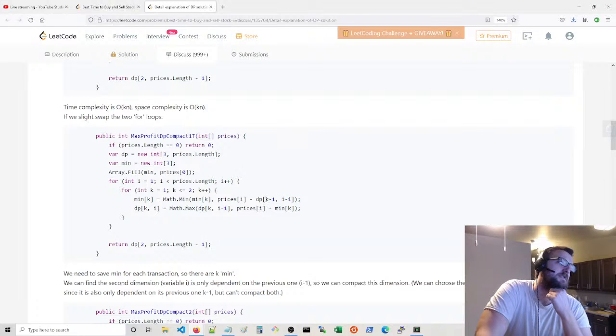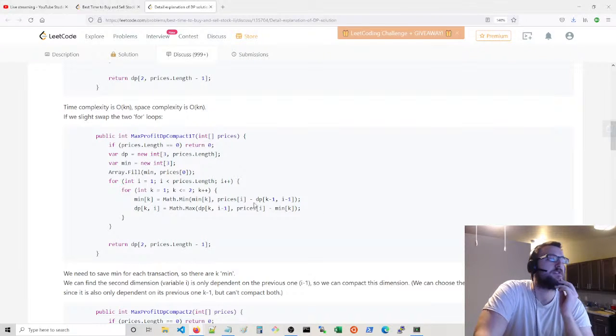K minus 1, i minus 1 is not going to affect k of i. Is that right? I think so. Because you can change, so k of i is going to be either the previous value, k for i minus 1, or it's going to be dp of k minus 1, i minus 1. It takes on either of those values. But when you increment k to the next value, right, i didn't change.